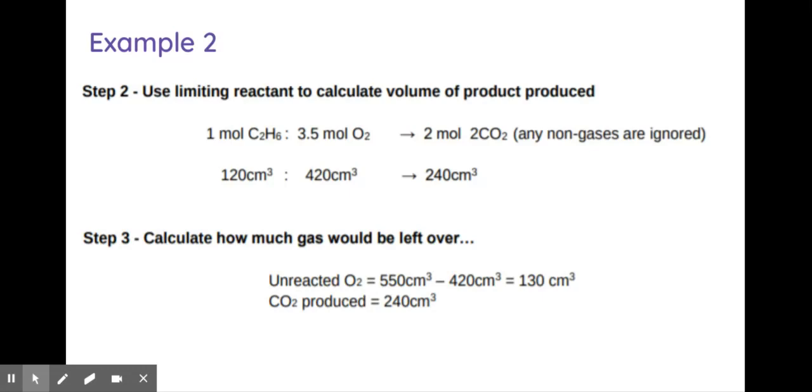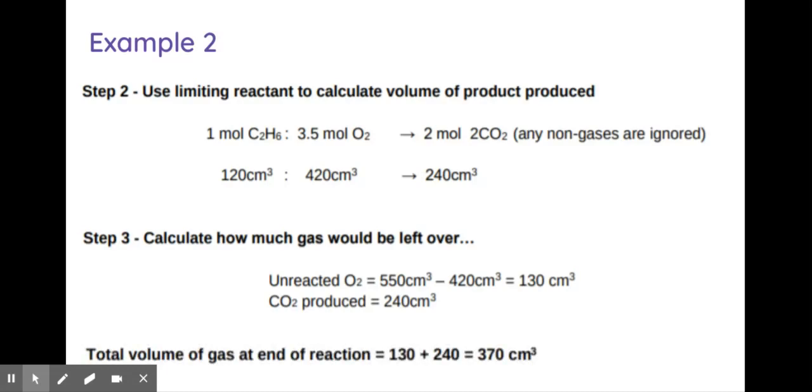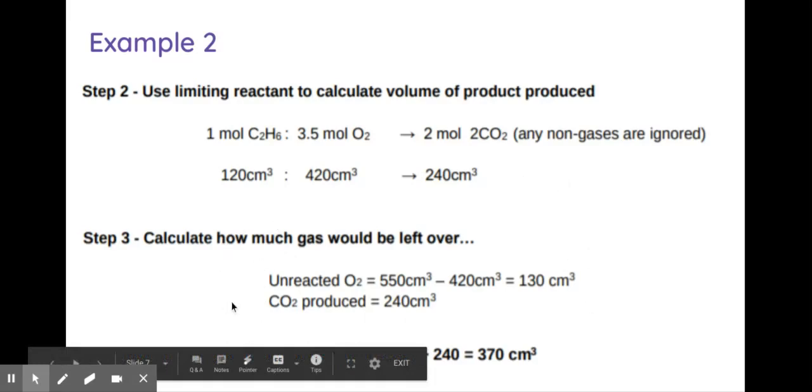Step 3 is just to calculate how much gas would be left over. We already did that. So we had 550 centimetres cubed of oxygen. We only needed 420 to react with 120 centimetres cubed of ethane. So we have 130 centimetres cubed of unreacted oxygen. And our CO2 produced, we had 240 centimetres cubed. The total volume of gas at the end of the reaction would have been 370 centimetres cubed, but it is required for you to write down how much of each substance there is, the way that I've got it written here.